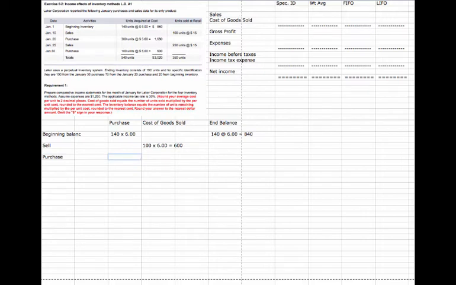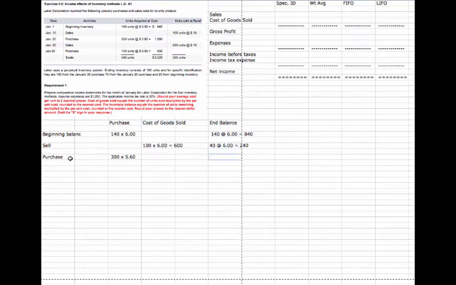And in this purchase, we purchase 300 items times $5.60, which will give us $1,680. Now what we have to do first is figure out how many do we have left. We have 40 items left at $6. Get our ending inventory. So it'll give us $240 left.